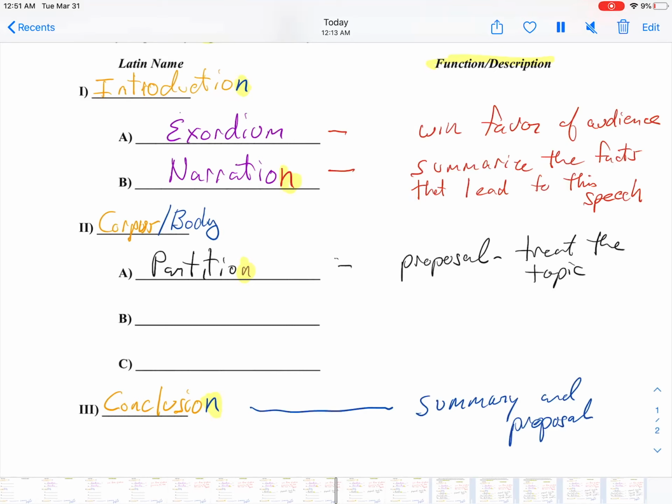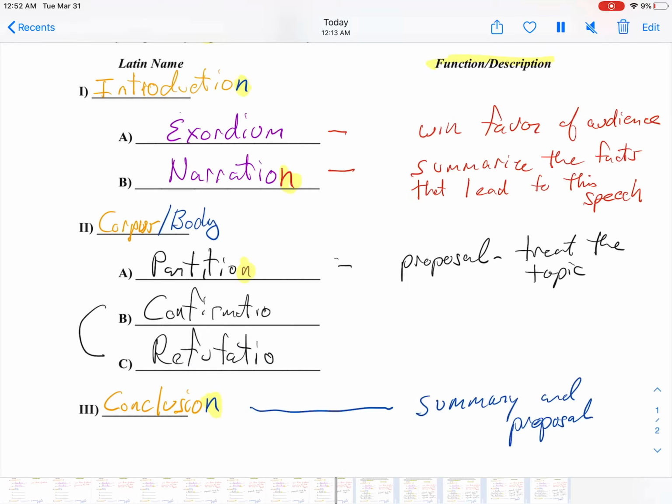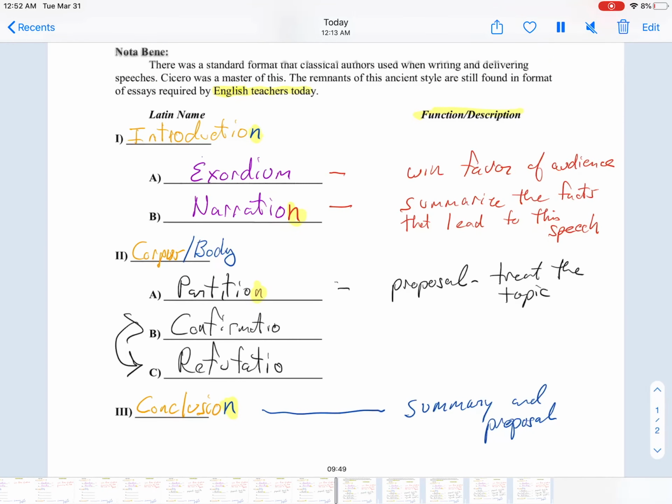The Roman speaker wants a person to know what's going on. What's next? The next portion of the speech is called the confirmatio. And then the related part is the refutatio. Now, either of those parts can be in either order at this point. If you look, the English words will come right from it. And you can see that we could have confirmation and refutation.